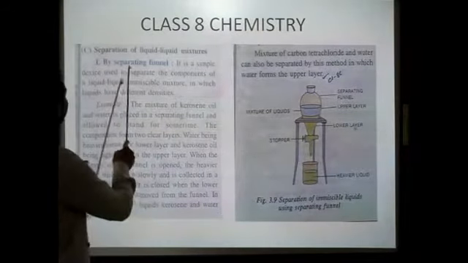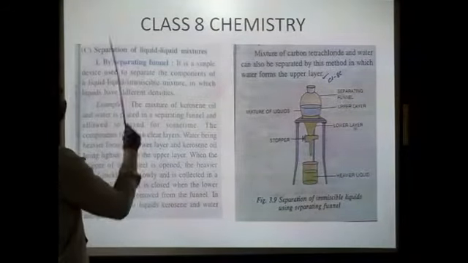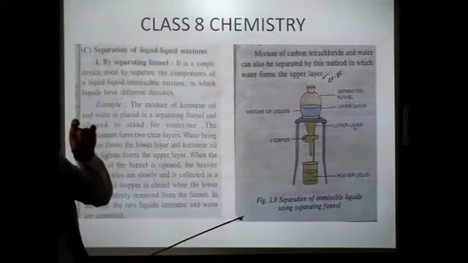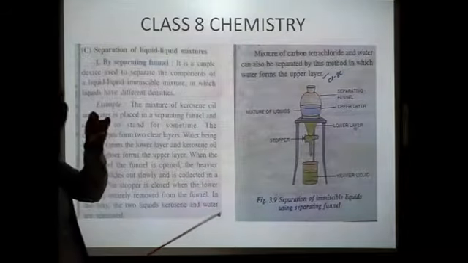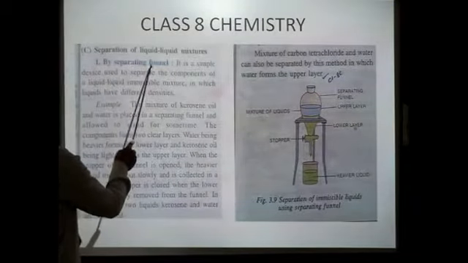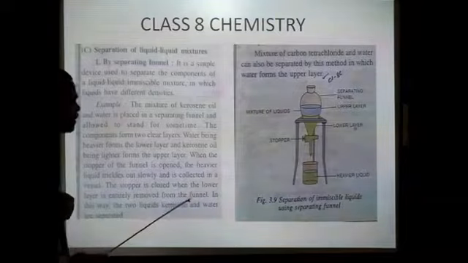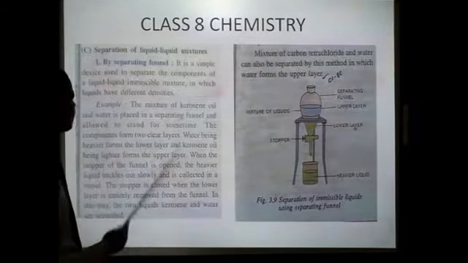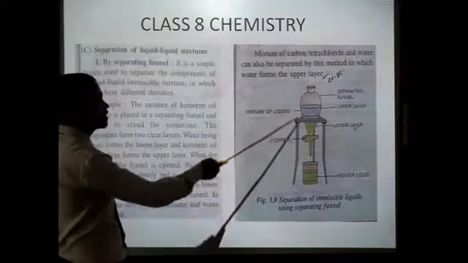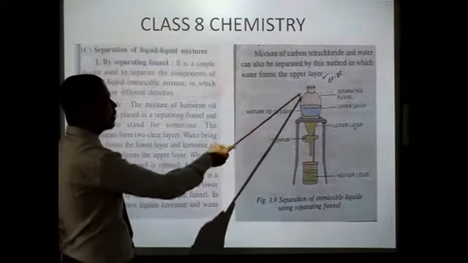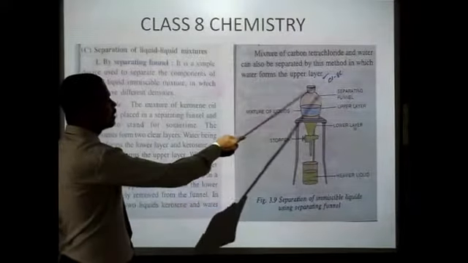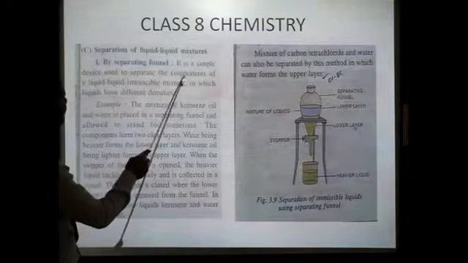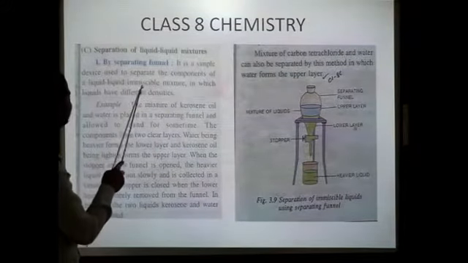This kind of liquids forming different layers can be separated by using a separating funnel. It is a simple device. What is the simple device? It is the separating funnel. This apparatus is a separating funnel. A separating funnel is a simple device used to separate the components of an immiscible liquid mixture.